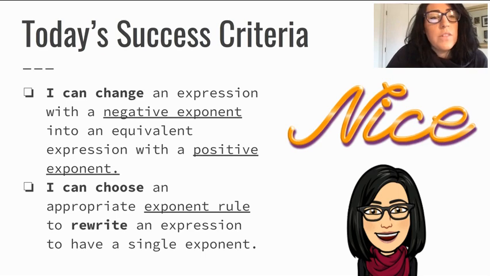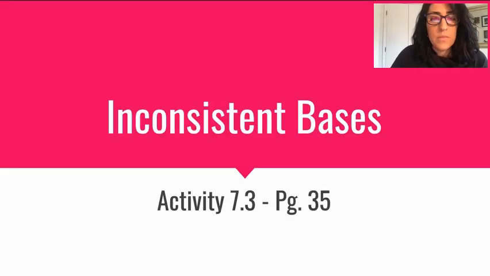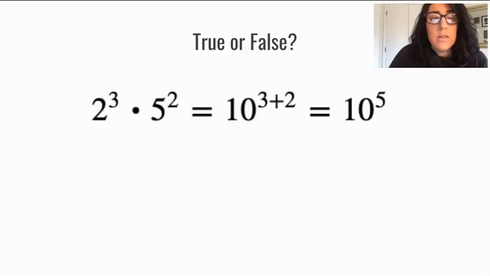So again, let's just revisit this criteria. This was all about practicing with negative exponents and rewriting things to have positive exponents, and then also being able to choose an appropriate exponent rule to rewrite an expression to have a single exponent. We go into this last activity with inconsistent bases, and we're going to be looking at true or falses.